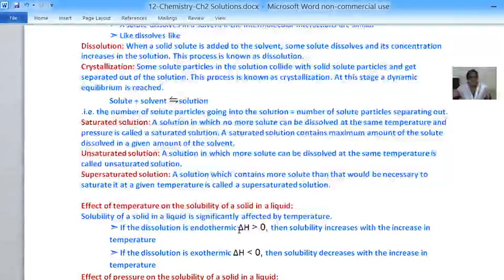If the dissolution process is exothermic, it means a heat liberating reaction. It is liberating out heat energy. In that case, delta H, or the enthalpy of the solution, will be less than 0. Then solubility decreases with the increase in temperature. So this is very important. If the dissolution is endothermic, solubility increases with the increase in temperature. If the dissolution is exothermic, the solubility decreases with the increase in temperature.